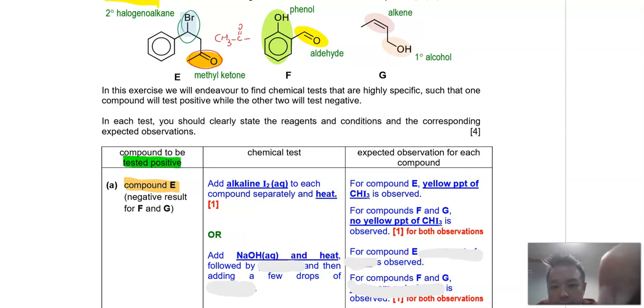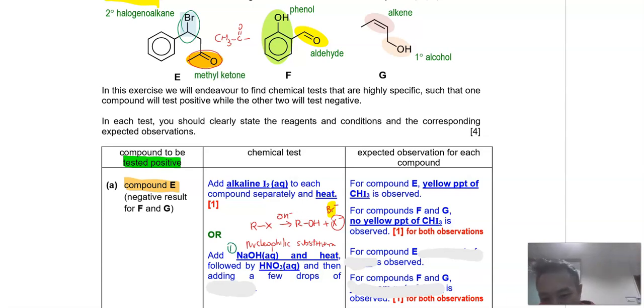This reaction is basically your nucleophilic substitution reaction. Basically, your RX will become ROH plus your X minus. So in this case, you add your OH minus, aqueous, and heat. X minus in this case will be your Br minus, and then we need to test for the Br minus. But before we test for the Br minus, we need to add in some nitric acid. So step 1, NaOH, heat. Step 2, we add nitric acid.